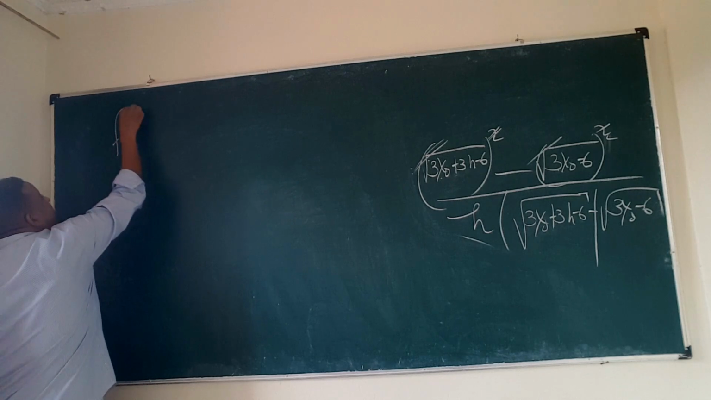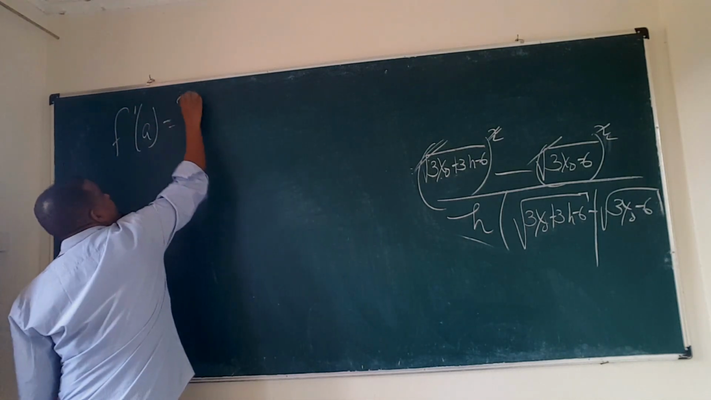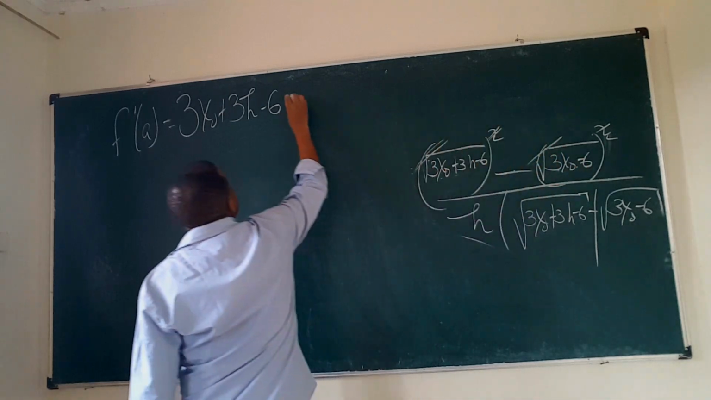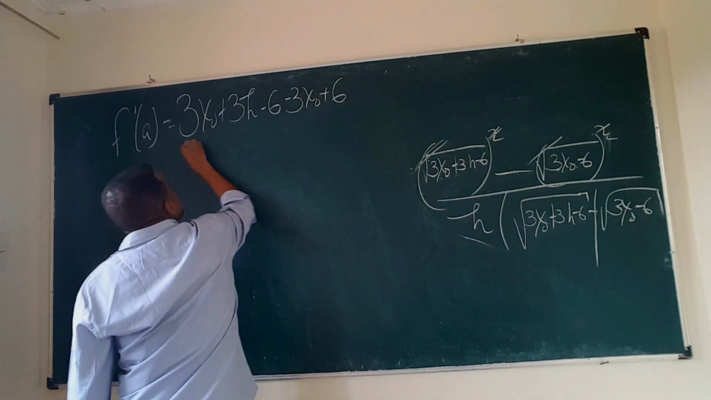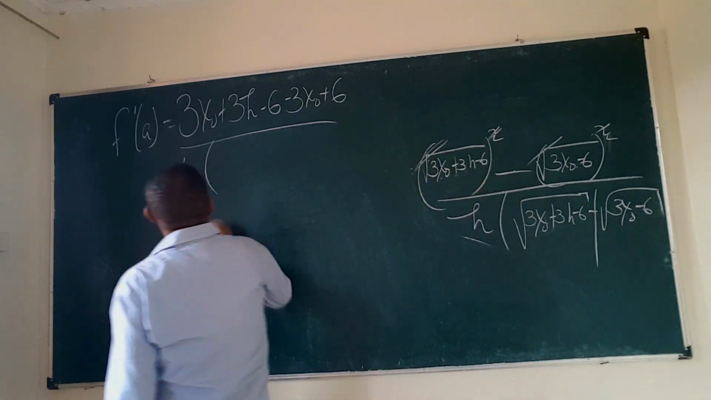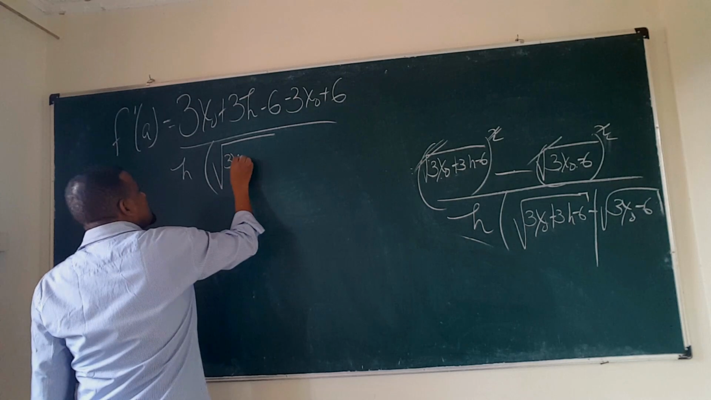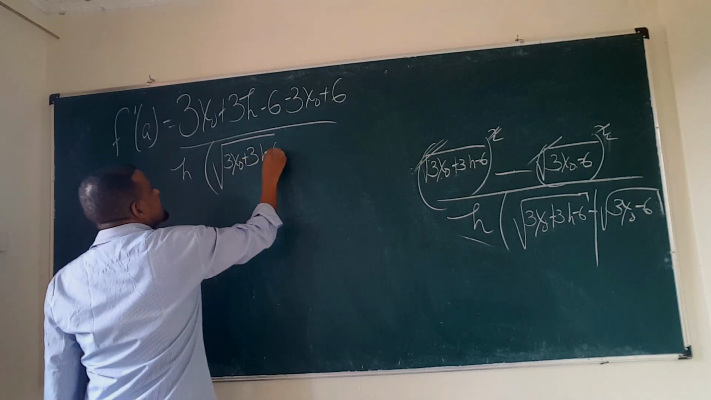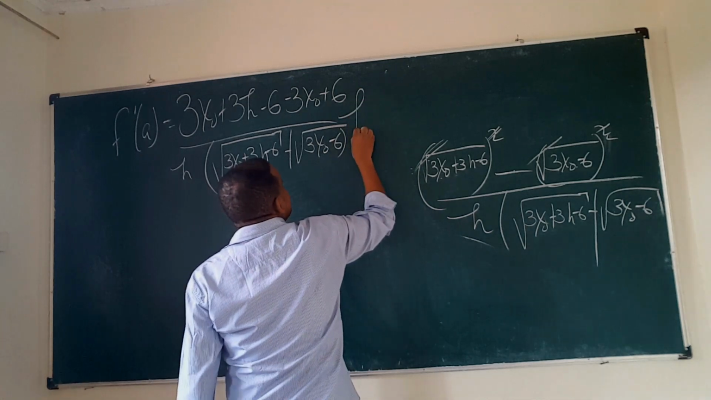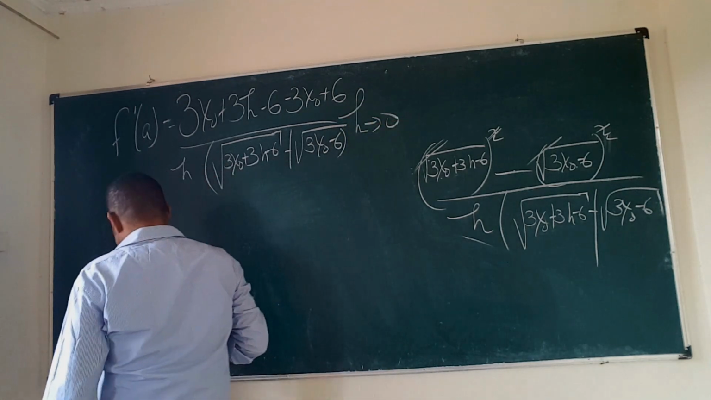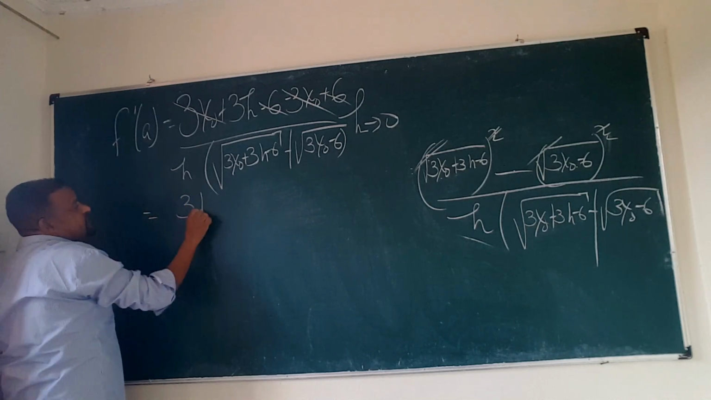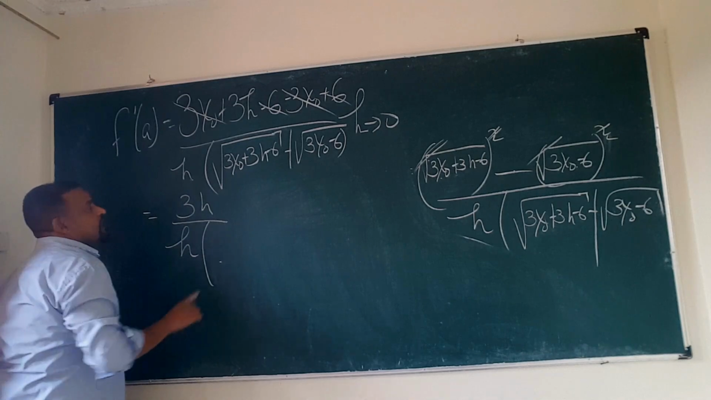So the derivative at a: what remains on top? 3x naught plus 3h minus 6, the negative distributes to both terms, minus 3x naught plus 6, and over h times this expression, radical of 3x naught plus 3h minus 6 plus radical of 3x naught minus 6, when h is approaching 0. Now this cancels with this, 6 with 6, and on top 3h remains, on the bottom h times the expression.